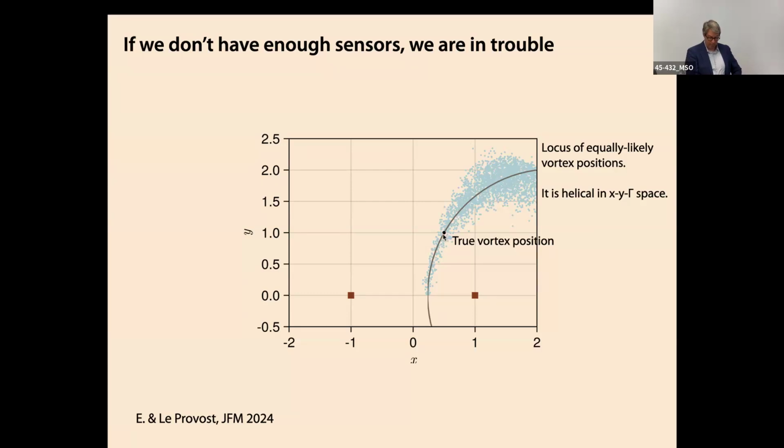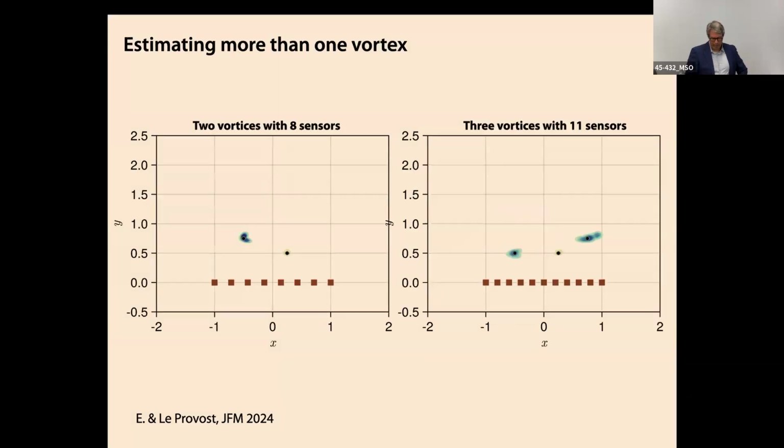The true vortex is there, but it can't distinguish that from any other point on that helix, okay? So I can't do any better, right? So that's an obvious example of what we can't do, okay? But if I have enough sensors, I can infer these vortices. So here's examples where I have more than 1 vortex, okay? There's one here that's, I think it's positive, and this one's negative. Okay, so I'm able to distinguish those.